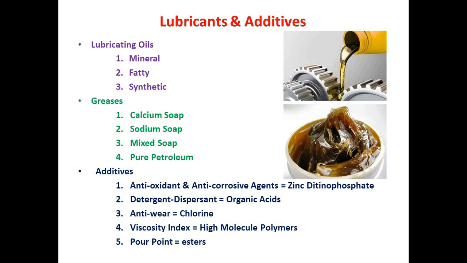Now, we can also add chlorine to the lubricant so that it will work as an anti-wear additive for your lubricants. Next, for a better viscosity index, high molecular weight polymers also can be added so that the viscosity can be kept moderate. And at the end, for a better pour point, we can also add ester to the lubricating oil.